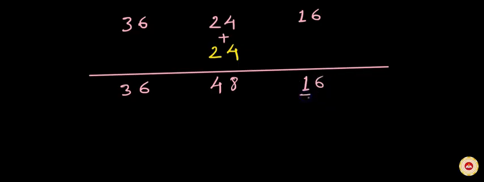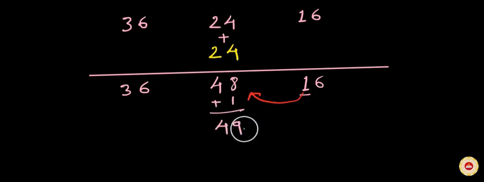So this 1 is an extra digit. Why is this 1 an extra digit? Because 1 exists in tens place. Okay, so let us pass this extra digit to the immediate left. Passing means adding. So add 48 and 1. 48 plus 1 equals 49.